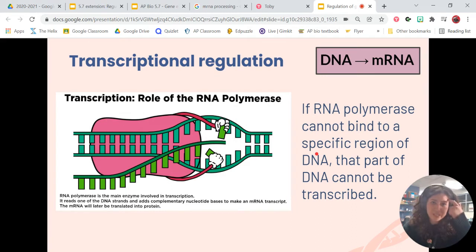So transcriptional regulation, which is just controlling how much DNA to RNA. Really, we're either making lots of mRNA or not making it. Really it all comes down to RNA polymerase. RNA polymerase, that's the enzyme that is actually making RNA. It's the one that actually copies the DNA. So the way that we regulate transcription is essentially just by making it easier or harder for RNA polymerase to access the DNA and actually transcribe those genes.